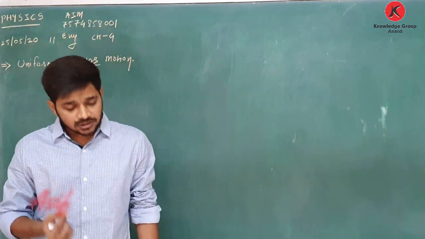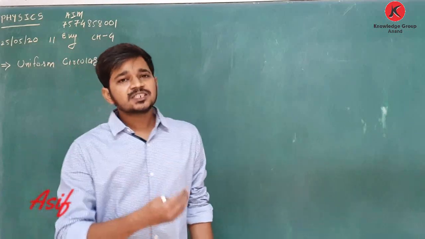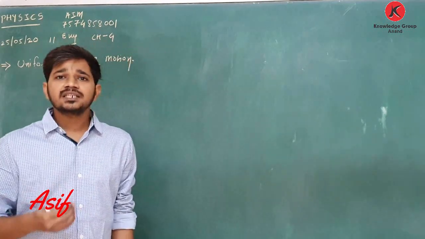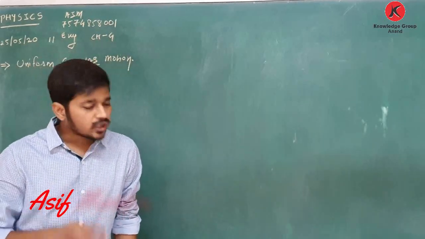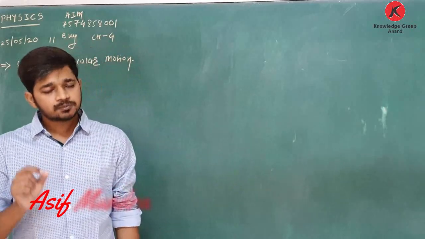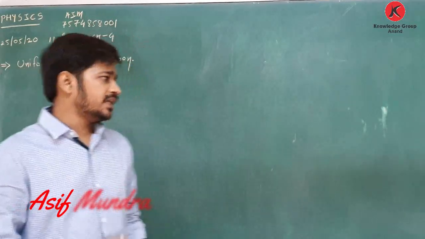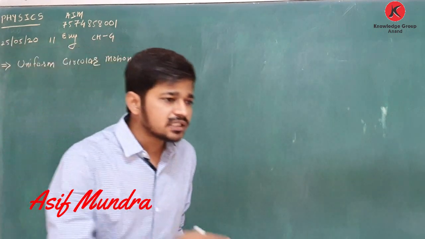What is the direction of acceleration in case of uniform circular motion? What is its magnitude? We know acceleration is towards the center. That's why it is called centripetal acceleration. What is its equation? a is equal to v square upon r, where v is the constant speed and r is the radius. Now for uniform circular motion, we will derive some other equations.